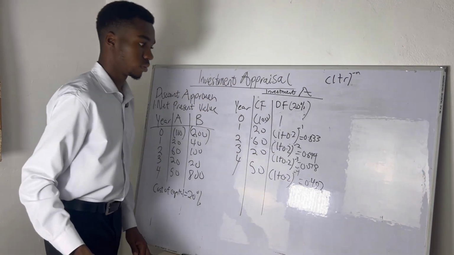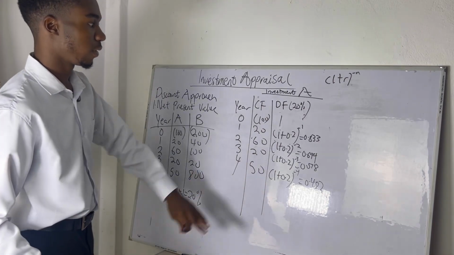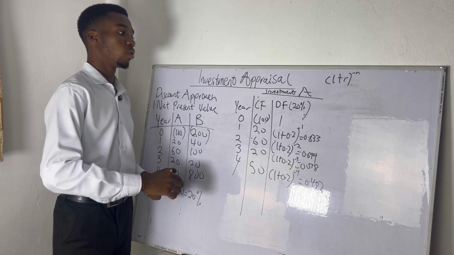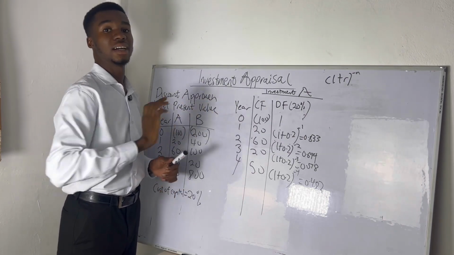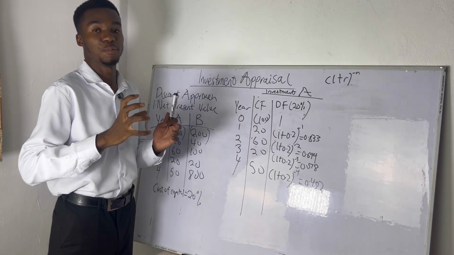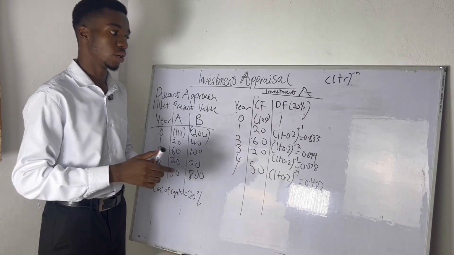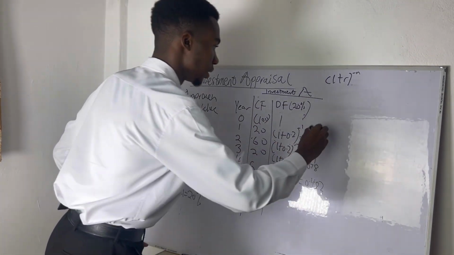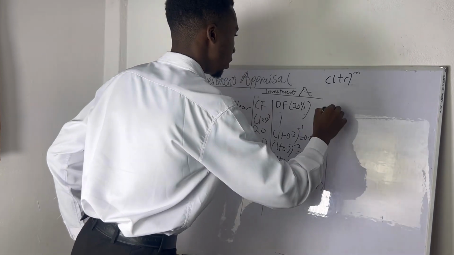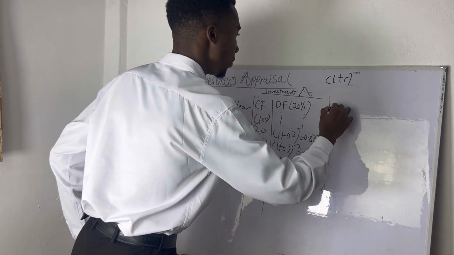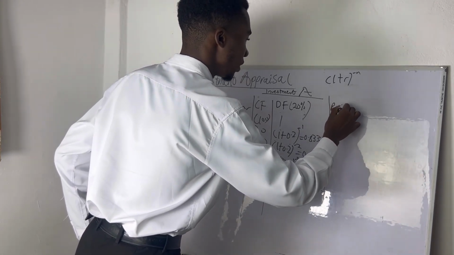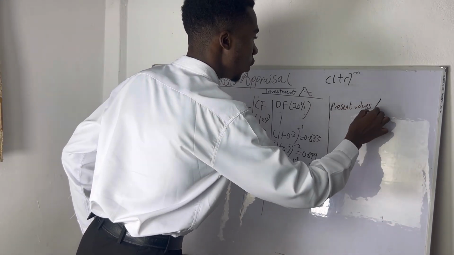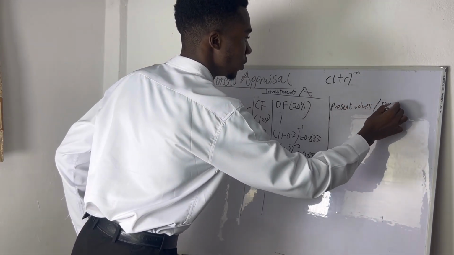0.482. You get it? So these are the discount factors for all the years. So for us to get the present value, we are going to multiply the discount factor by the cash flow to get the present values of the future values. So when we do that, since we've already calculated, let me just add it. You can call that the present values or the discounted cash flows.